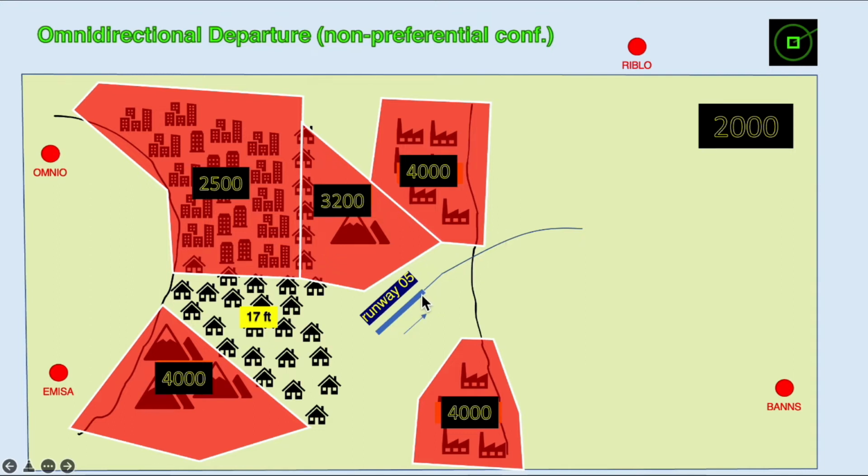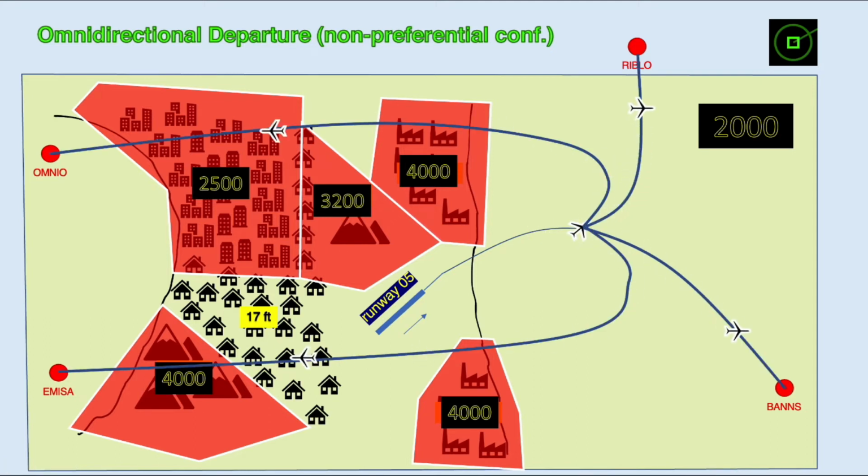After the traffic is departing from runway 05 and it reaches this point, then they can fly directly to the points, because they will climb faster. So if they arrive at 4,000 feet, they can cross this part. And the same happens for Vans and for Riblo and for Emisa. If here they are already at 4,000 feet, they can cross this part, because this is the lowest altitude at which it's safe to fly.